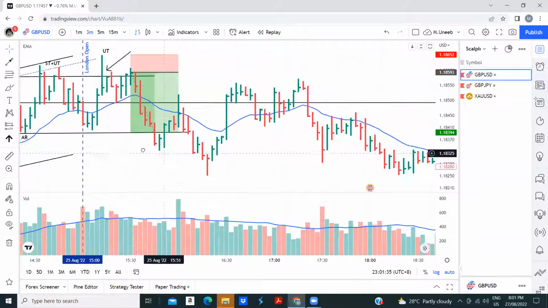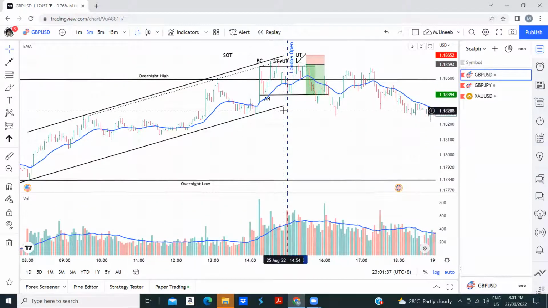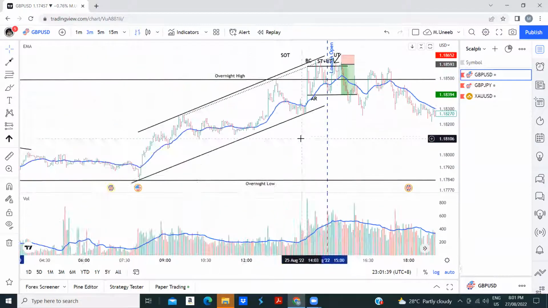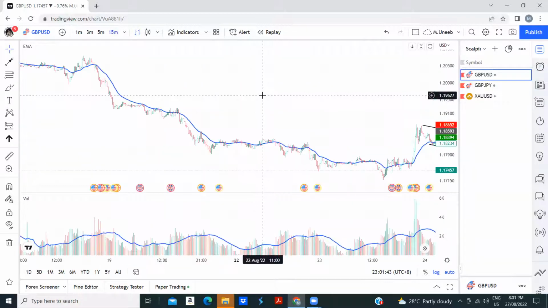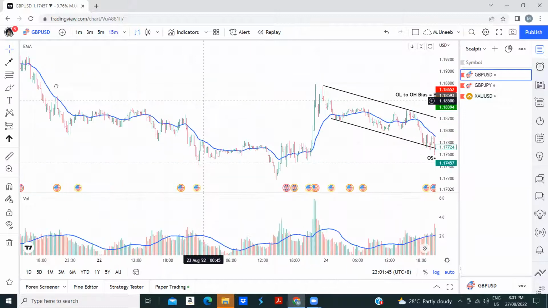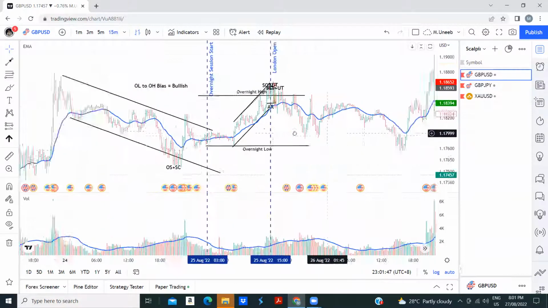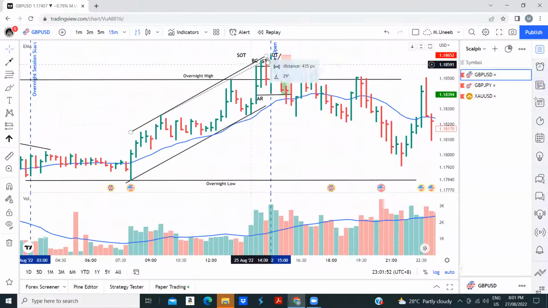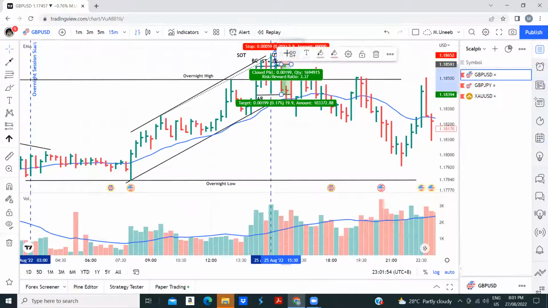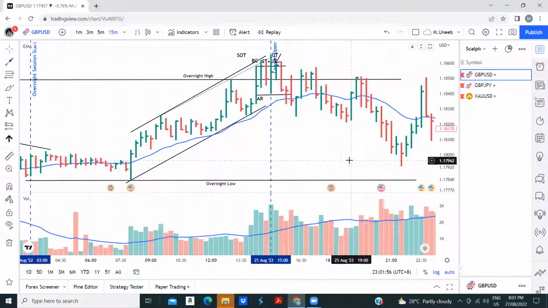And then as usual, okay, we have taken this entry. And now you see the price is returning back. Now, if you go to the 15-minute time frame again, now the price, you see, now we are here, okay? Let me remove this.